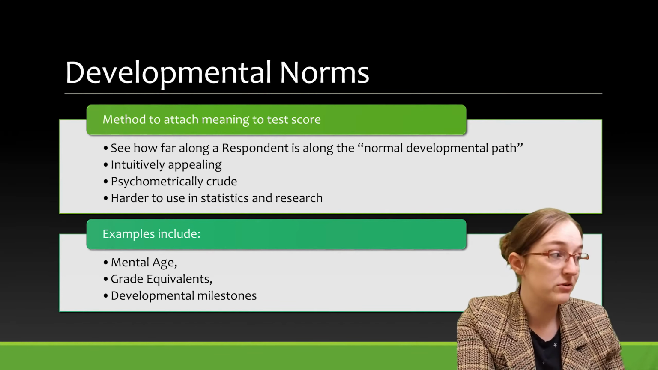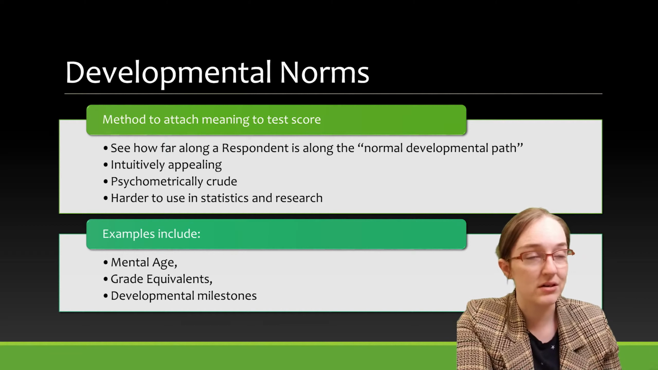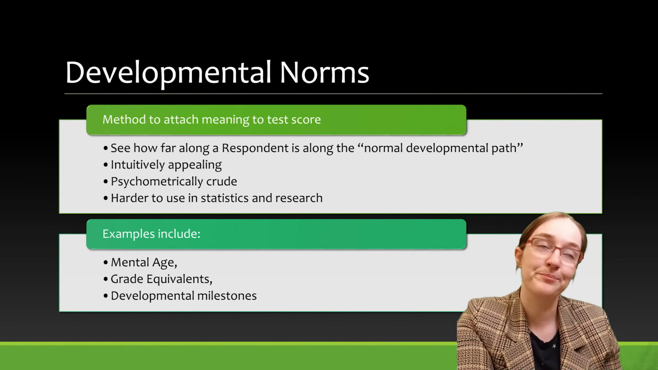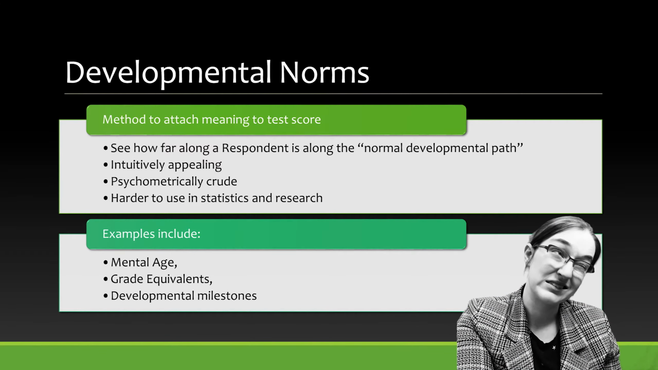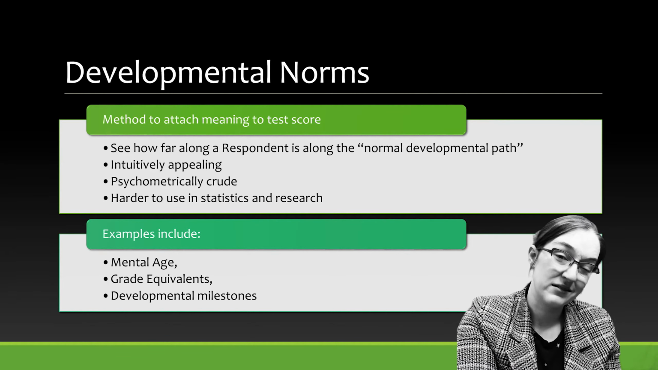So we don't use developmental norms on trees, or actually we do, to see how much growth they're having. It's a terrible example. I'm just gonna cut this.